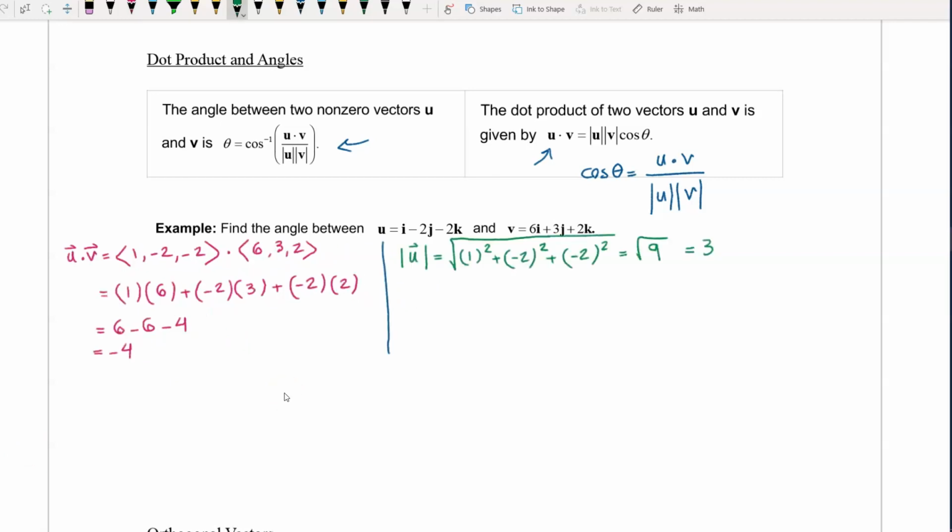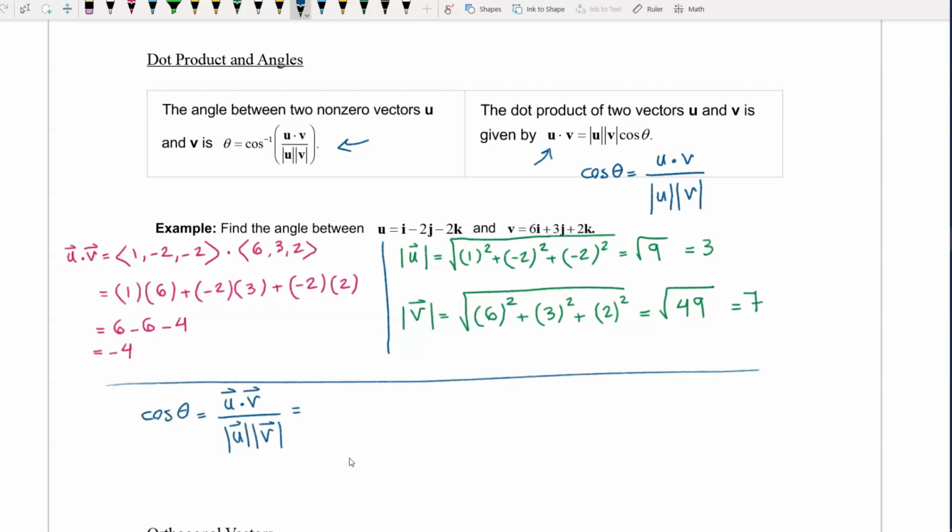And finding the length of u, which is equal to the square root of 1 squared plus -2 squared plus -2 squared, which is 3. And finding the length of v, this is equal to the square root of 6 squared plus 3 squared plus 2 squared, and this is equal to the square root of 49, and that is equal to 7.